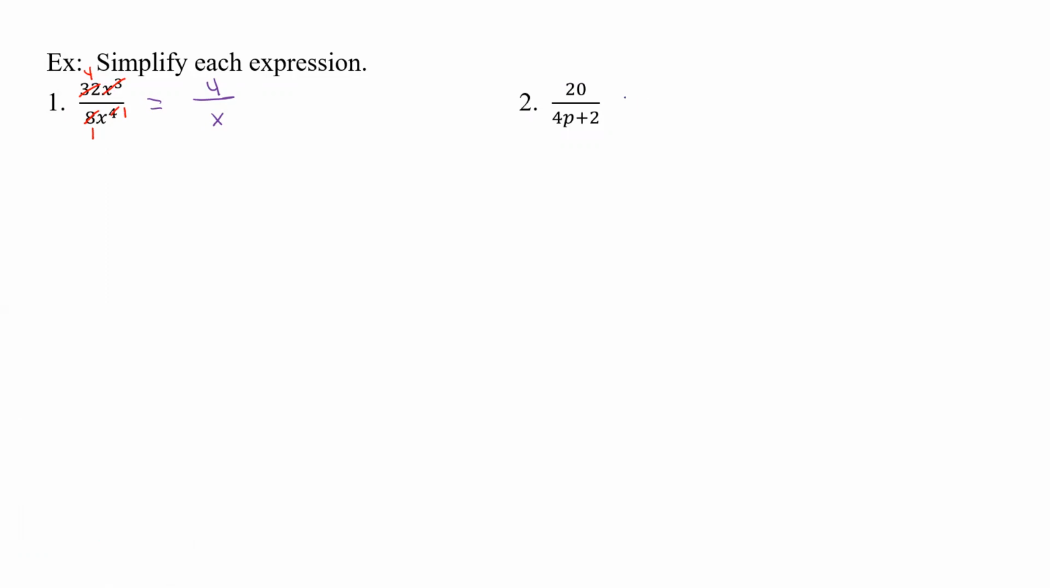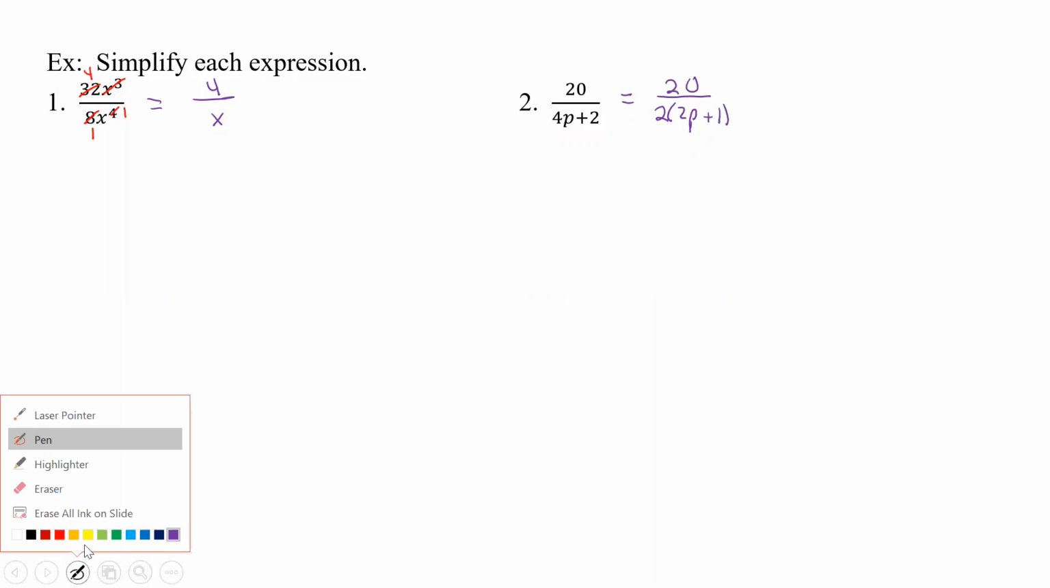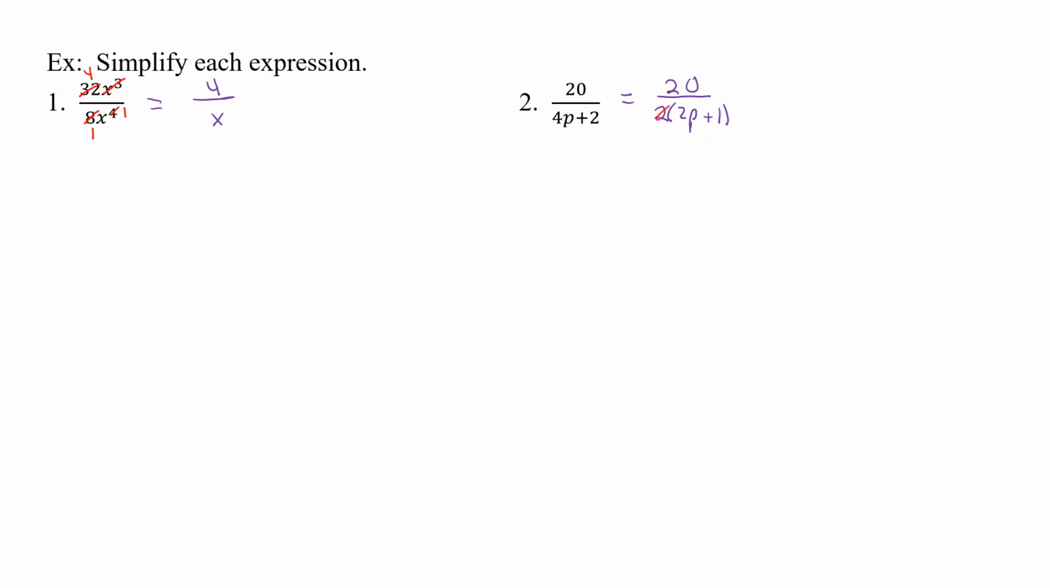Now this one we have to do a little bit more work. The denominator we actually have to factor if we're going to cancel anything. If we look at that, the GCF is 2, and what's left over after we factor that is 2p plus 1. Now 2 will go into the numerator once, and it'll go into the other term 10 times, and now we've reduced it as much as we can, and we end up with 10 over 2p plus 1. Okay, so these are simple examples to get your mind thinking how to cancel things out.